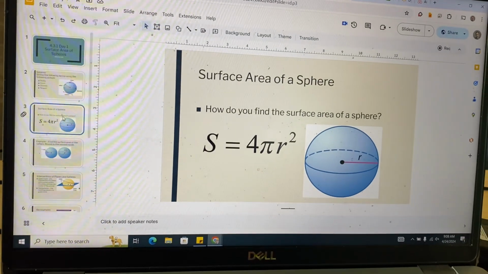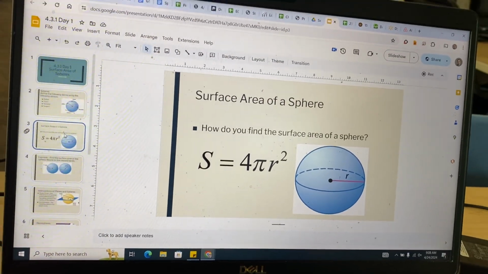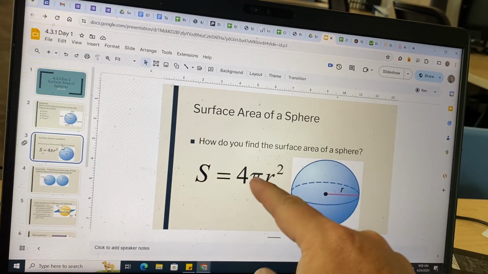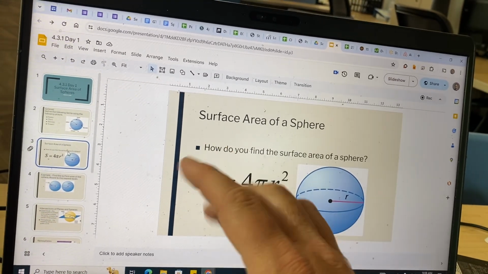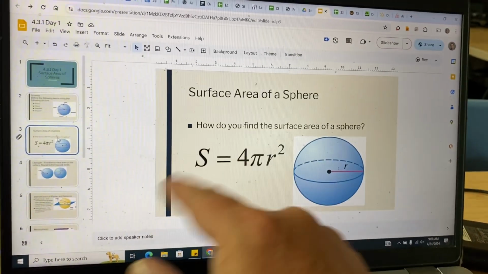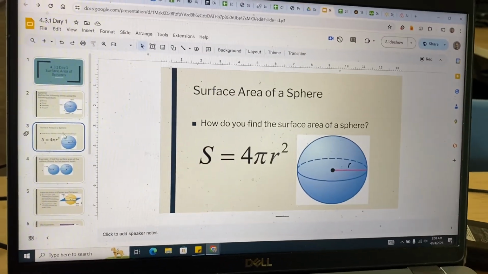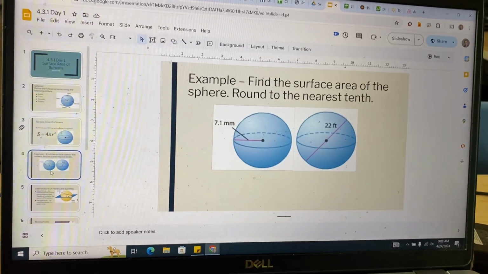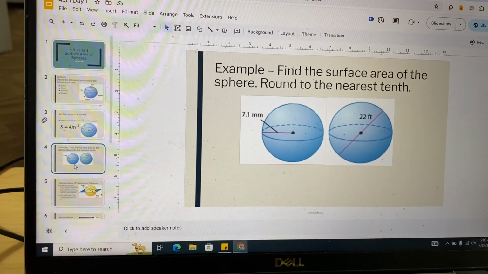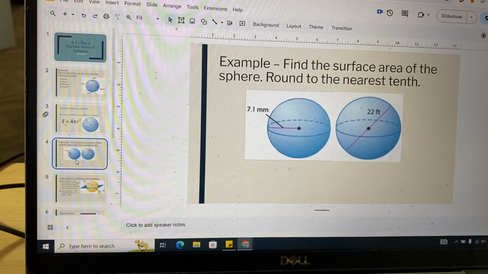So this is our formula for surface area of a sphere. It's 4 circles, because pi r squared would be the area of a circle. People already did all of the math to get you to this place, so you only really have to use this formula. It's 4 pi r squared. So if we know this one, you're going to take 7.1, you're going to square it, and you're going to multiply that by 4 pi.